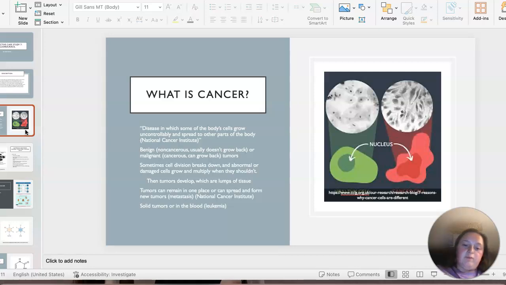Then tumors develop, which are lumps of tissue. Tumors can remain in one place or can spread and form new tumors, which is metastasis. There are solid tumors, or cancer in the blood. Cancer within the blood is leukemia.